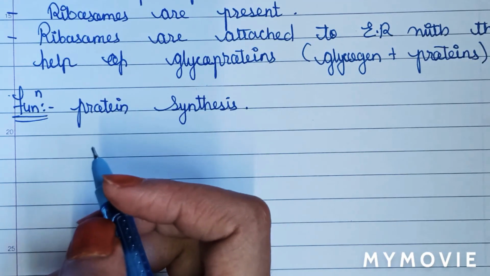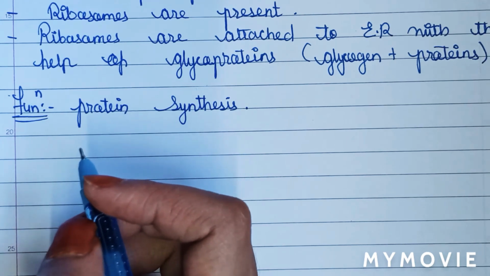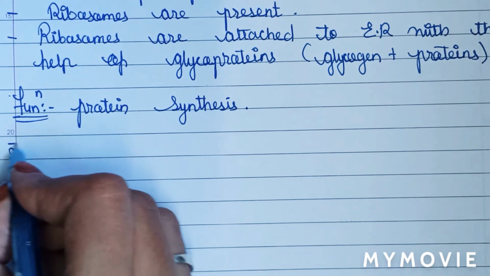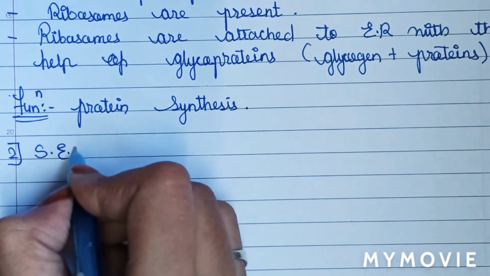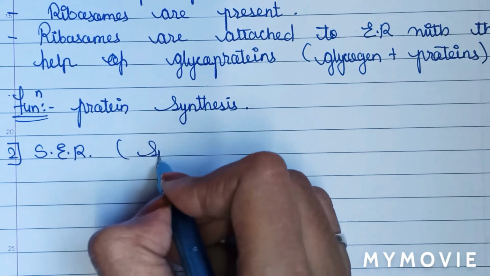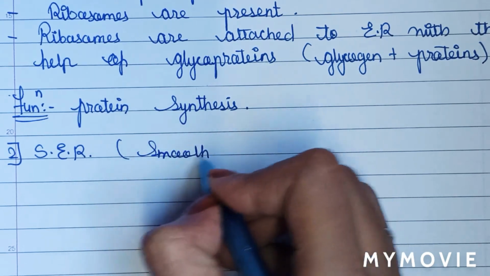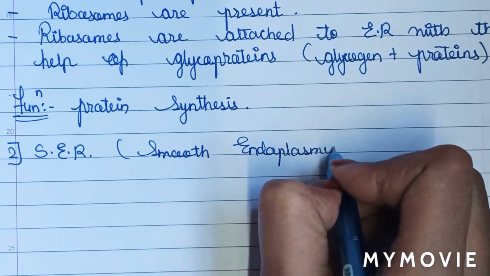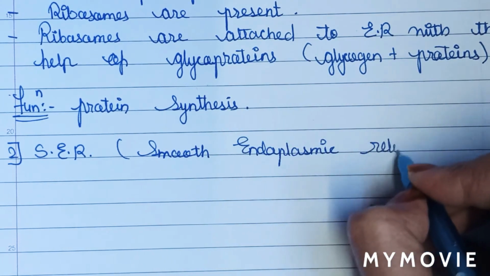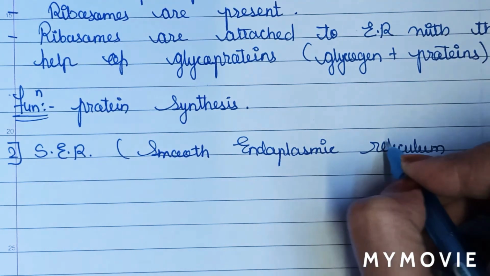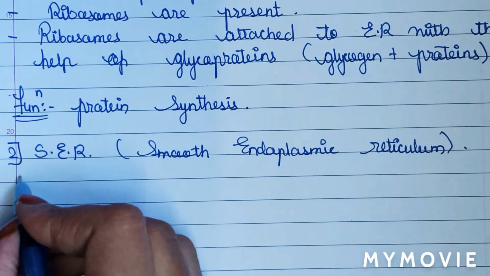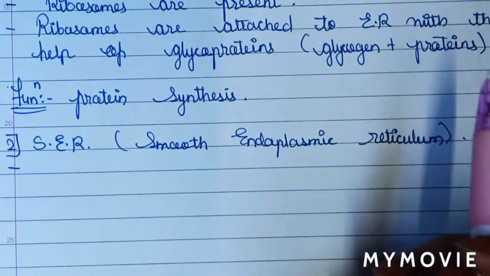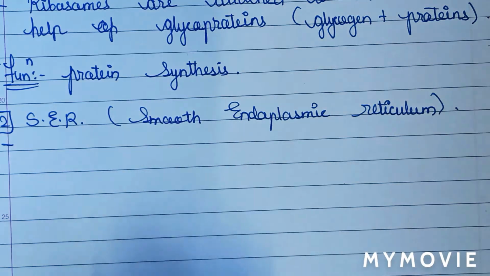Now, the second type or form of endoplasmic reticulum is smooth endoplasmic reticulum. So we will write here SER, smooth endoplasmic reticulum. First we will draw the structure of smooth endoplasmic reticulum, then we will write points about smooth endoplasmic reticulum.